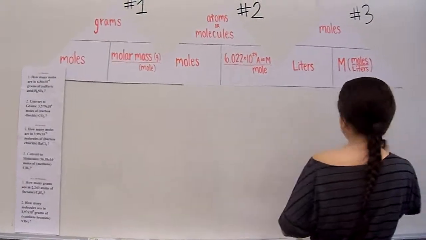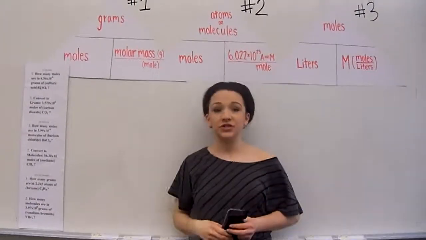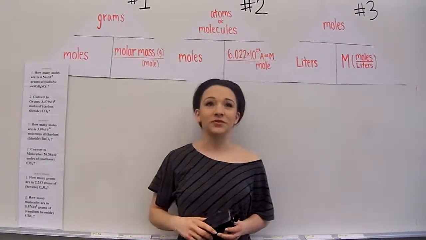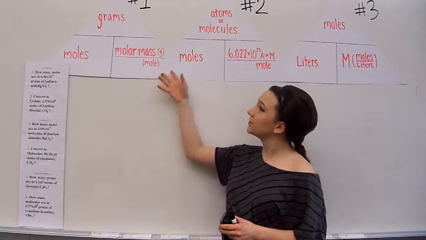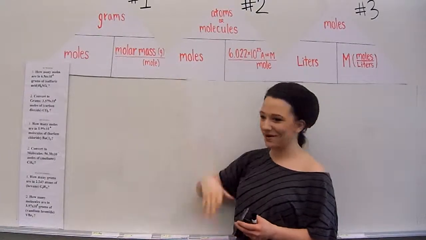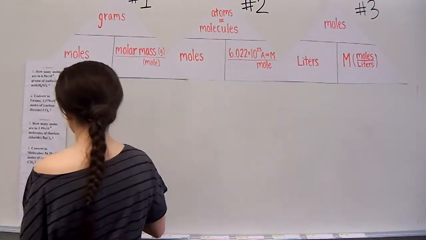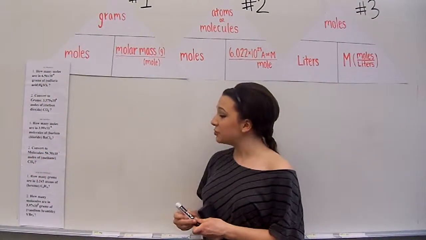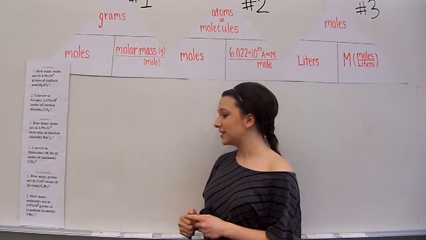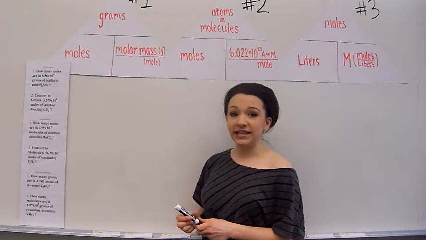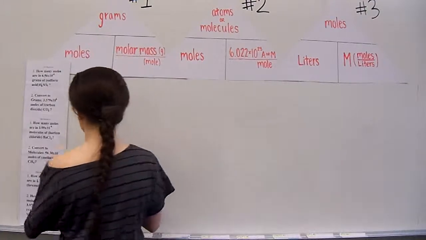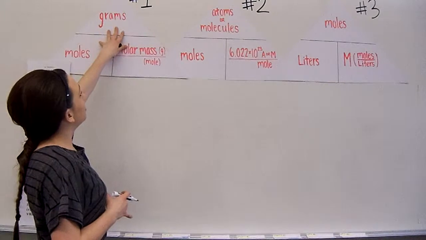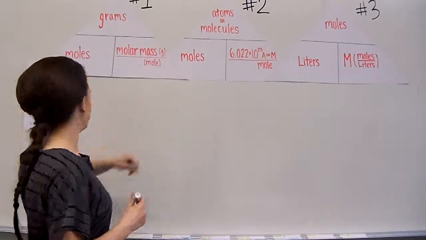These next two problems are going to utilize both the first and the second triangles together. I apologize for that. This problem says, how many grams are in 2.243 atoms of hexane, which is C6H14? How many grams? So we know that we will be using both the first as well as the second triangle.